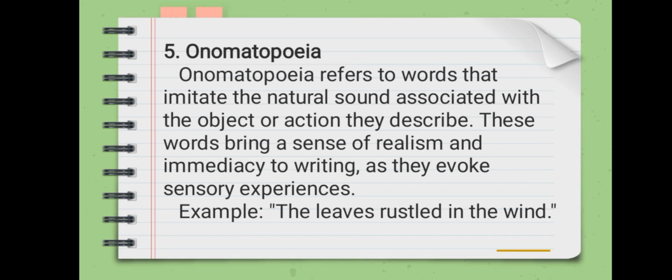Next is onomatopoeia. Onomatopoeia refers to words that imitate the natural sound associated with the object or action they describe. These words bring a sense of realism and immediacy to writing, as they evoke sensory experiences. For example, the leaves rustled in the wind. The word rustled imitates the actual sound of leaves moving.